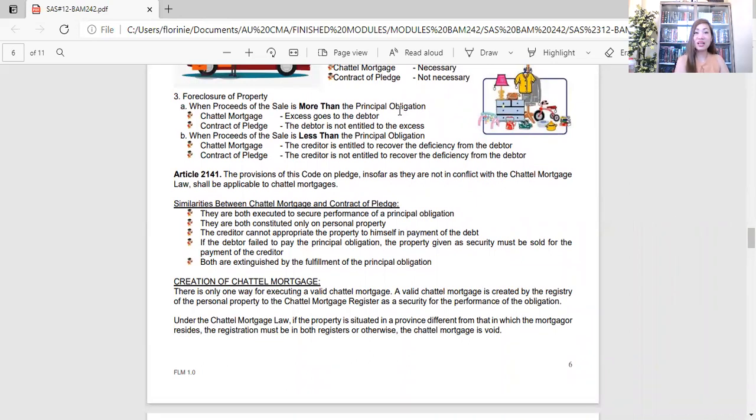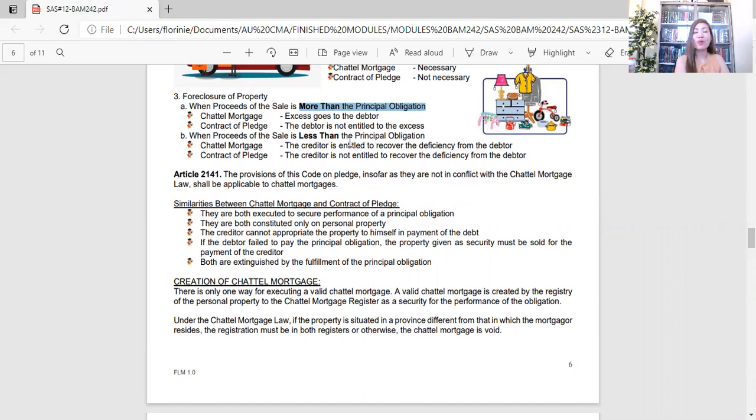Kaya lang, may senaryo kasi yan na dalawa. Pwede na ang mapagbentahan mo malaki, pwede mapagbentahan mo maliit. So kung ipagpalagay natin ang napagbentahan mo, sabi rito sa letter A, ay more than the principal obligation. Sa chattel mortgage, yung excess, papunta sa debtor. Pero sa contract of pledge, yung debtor is not entitled to the excess. See the difference? Dun na sa pinag-pledgean.